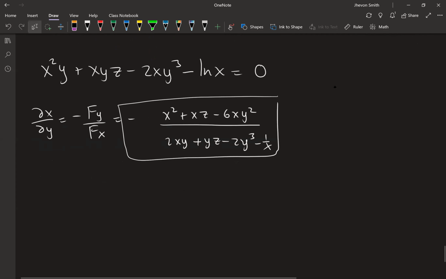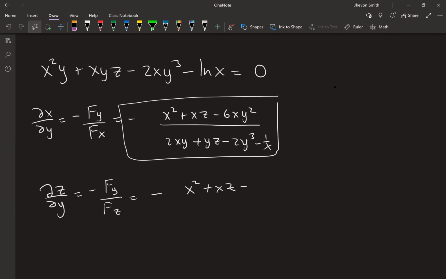Or you might say, what is the partial of z with respect to y? Well, that's just minus f sub y over f sub z. So I'm just going to go through and take the derivative of everyone with respect to y. Then divide that by taking the derivative of everyone with respect to z. So that's xy, and that's it. That's just xy. That's the answer.